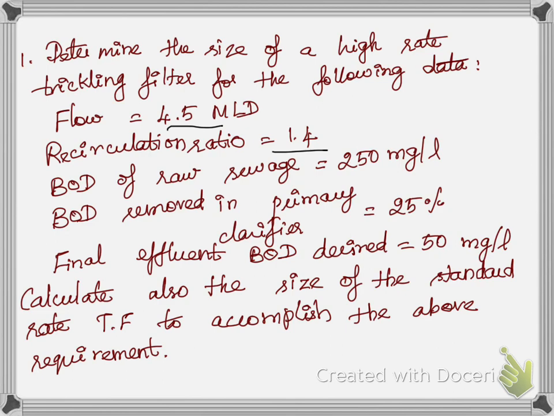Then they have given the BOD of raw sewage, and they have told that BOD removed in the primary clarifier is 25%. So initially the raw sewage BOD is going to be 250 milligram per liter. First it is passing through your settling tank. In passing through the settling tank, 25% of this 250 milligram per liter BOD has been removed, and after passing through the trickling filter, we should get the final desired BOD as 50 milligram per liter.